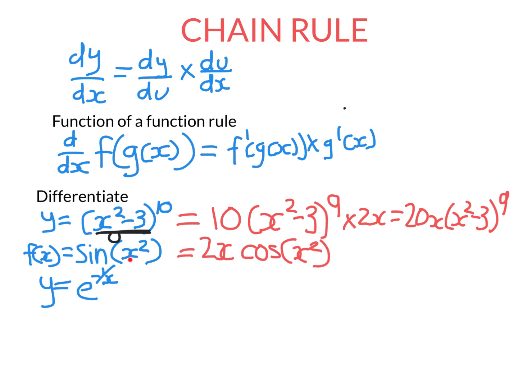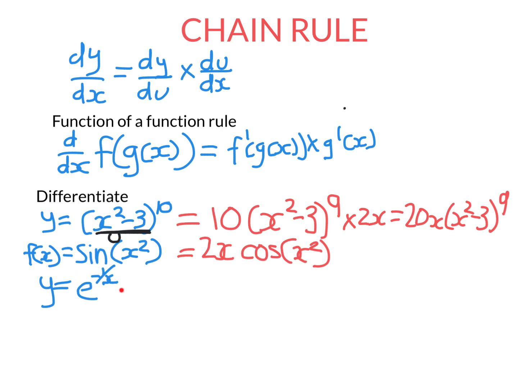Again, it was like u was x squared. The derivative of sine u is cos of u, because u is x squared. And then we need to times du/dx. So if u is x squared, differentiating u with respect to x gives us that.